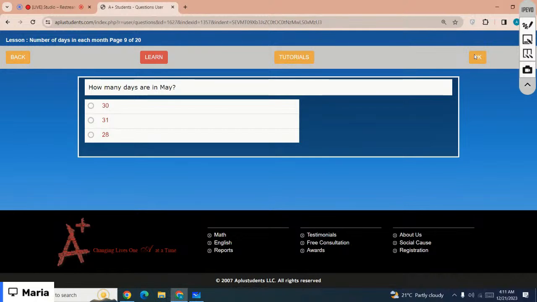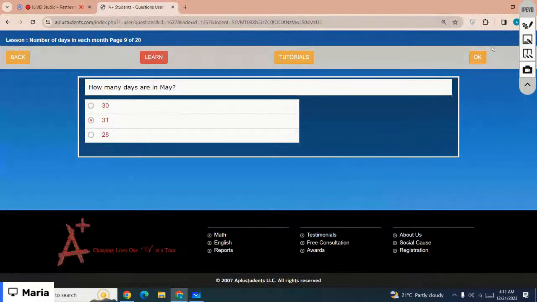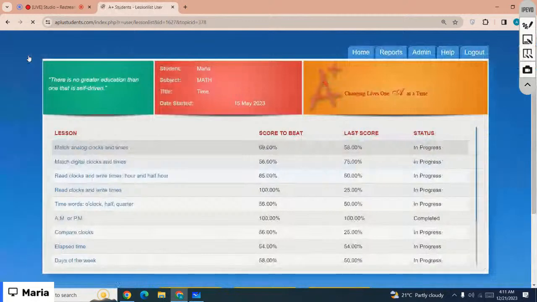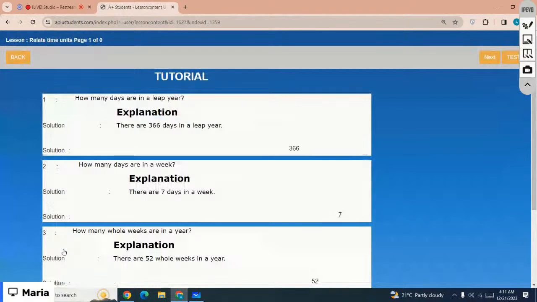How many days are in May? May also has 31 days. Here is May, so May also has 31 days. The correct option is 31. Okay, you can complete the lesson by yourself later today. Let's move on to the next lesson, which is relate time units.